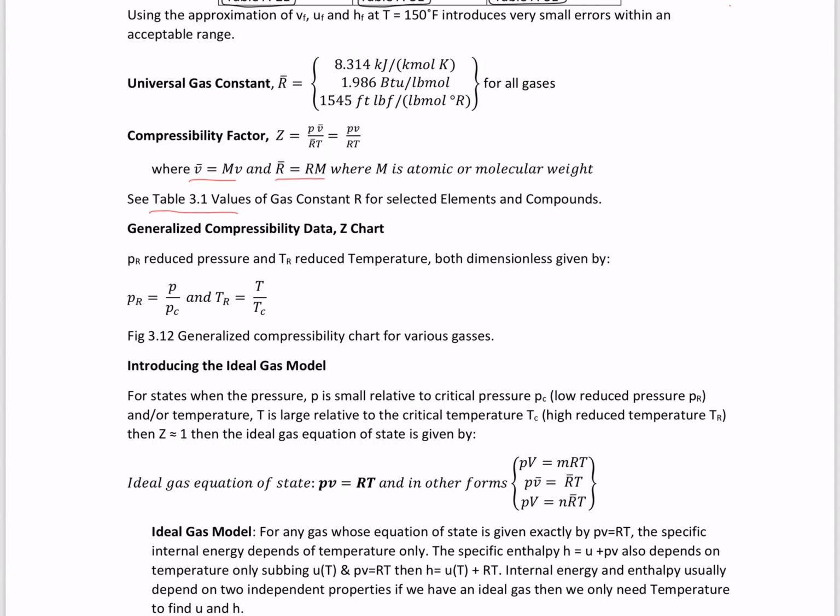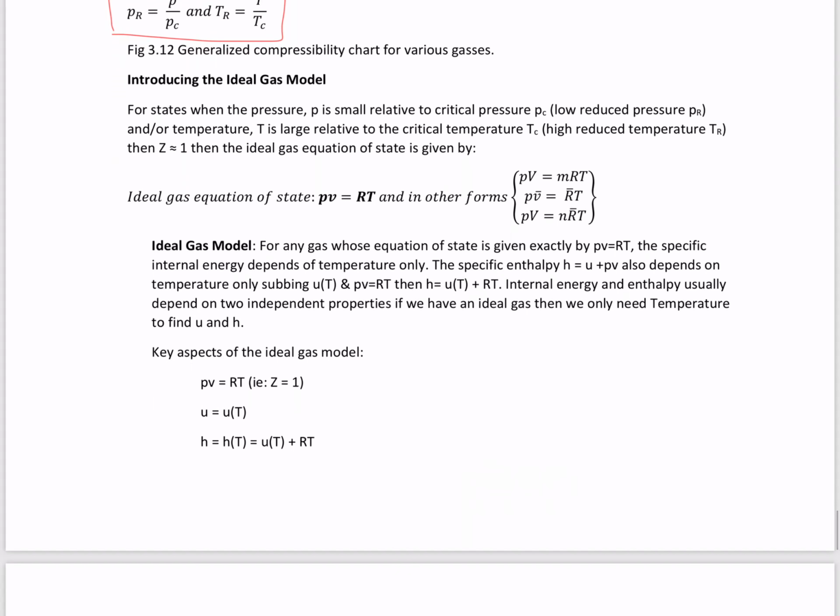We have the generalized compressibility chart, the Z chart. PR is the reduced pressure and TR is the reduced temperature. Both are dimensionless and given by PR equals pressure over PC, and TR equals T over TC. And we can use that to look at this general compressibility chart for various gases. And that brings us to the ideal gas model.